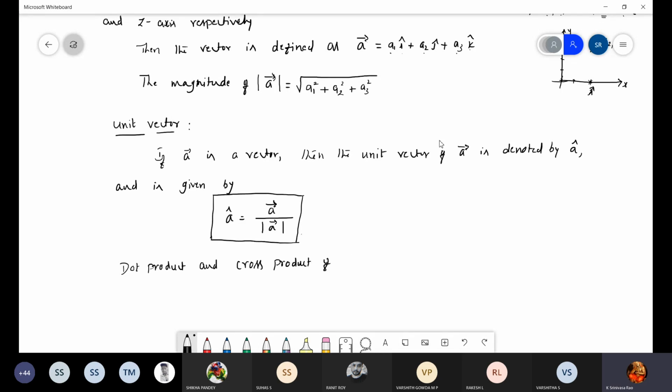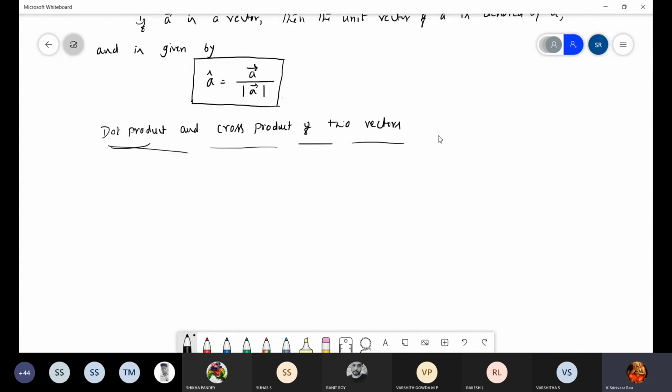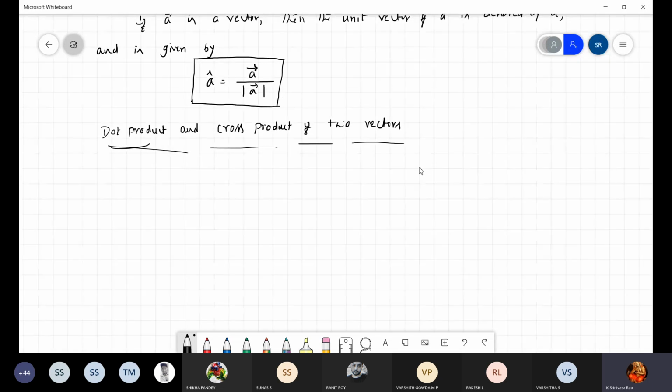Cross product of two vectors. So still, if there is a confusion with basic concepts, or if you're not able to remember, please concentrate, because what I am teaching is completely basic, and with this basic only we will continue.